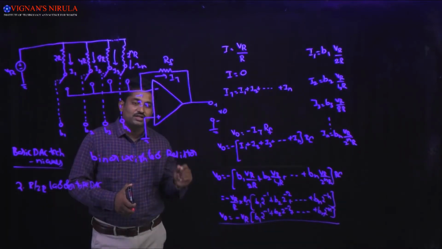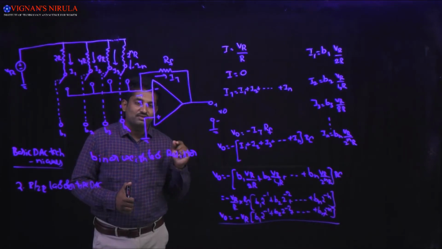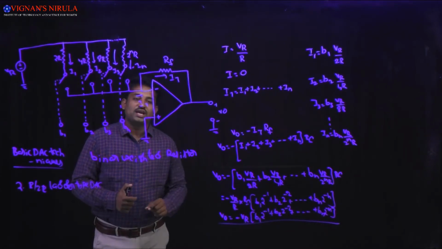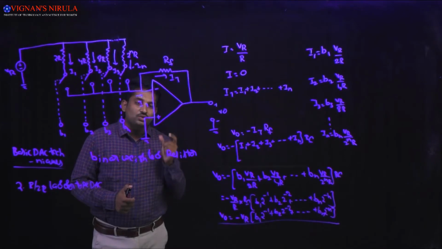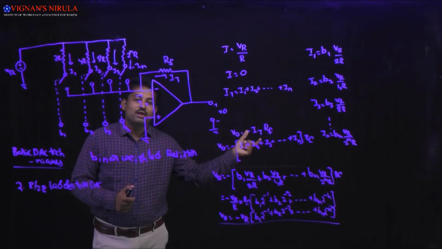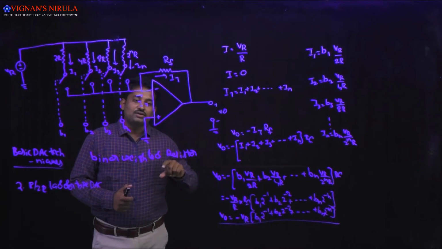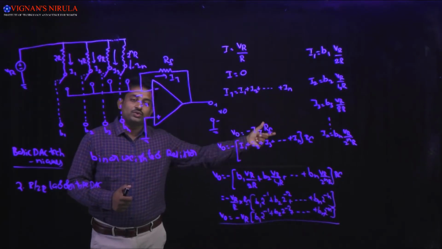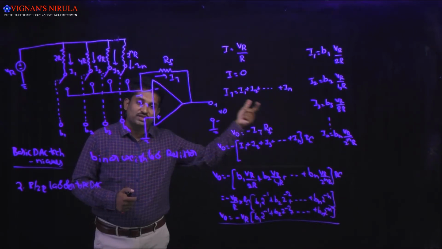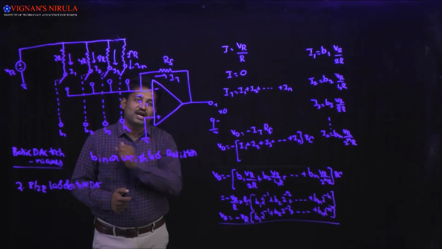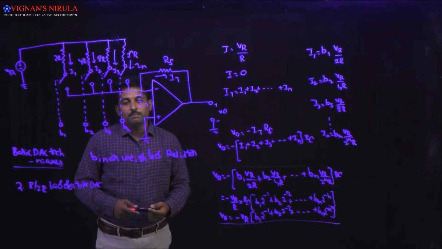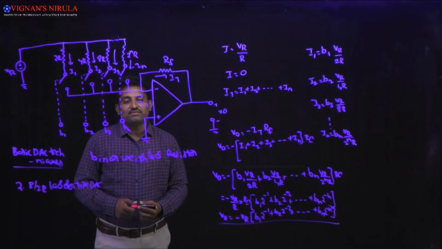Once again I am telling you the principle behind this binary weighted resistor technique: the shunt resistors are used to generate n binary weighted currents, and these currents are controlled by using the binary input data and then converted into output voltage, which is the analog output voltage for the given input digital data. That is the basic principle behind the binary weighted resistor DAC technique.